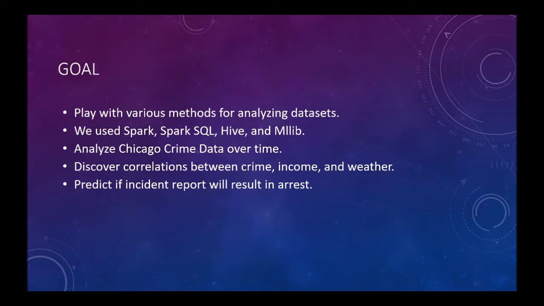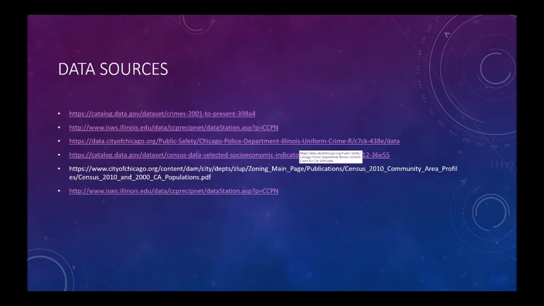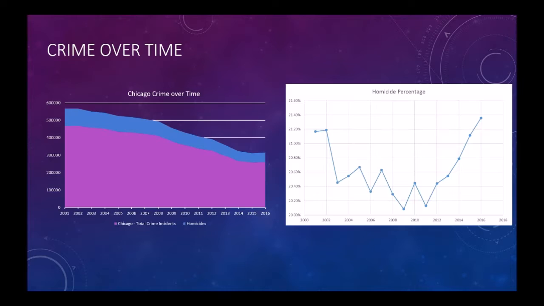We also looked into different correlations which came with the crime data, specifically related to income and weather, though there are other correlations we looked at. And one specific thing we looked at with machine learning was whether we can predict if an arrest will happen given a specific incident report. Here are the different data sources we used.